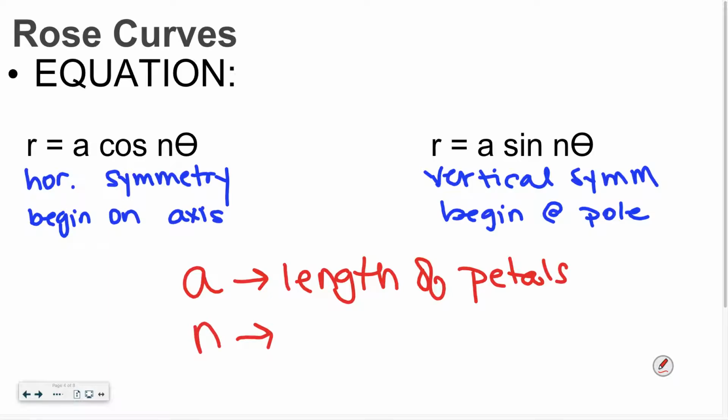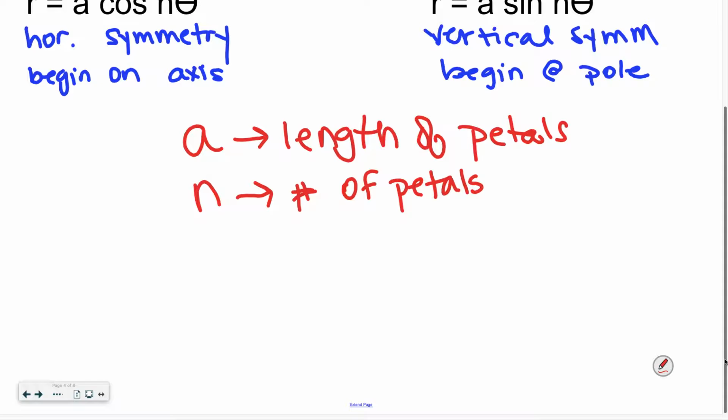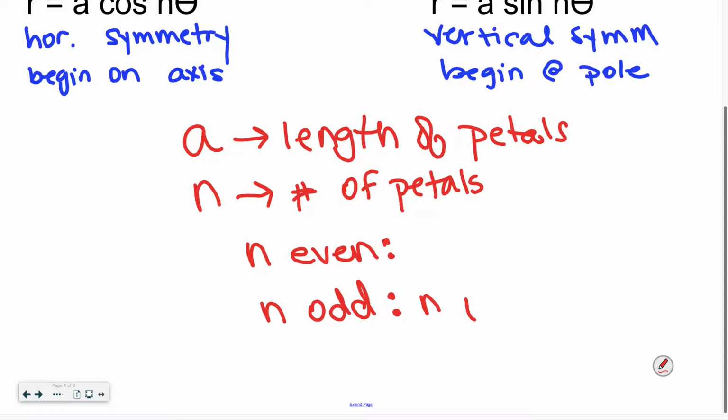What does n help you determine? The amount of petals. Okay, is it as straightforward as there's n petals? No. Okay? It matters if n is even versus n is odd. Okay. So which one is straight up n petals? Okay, if n is odd, we have n petals.